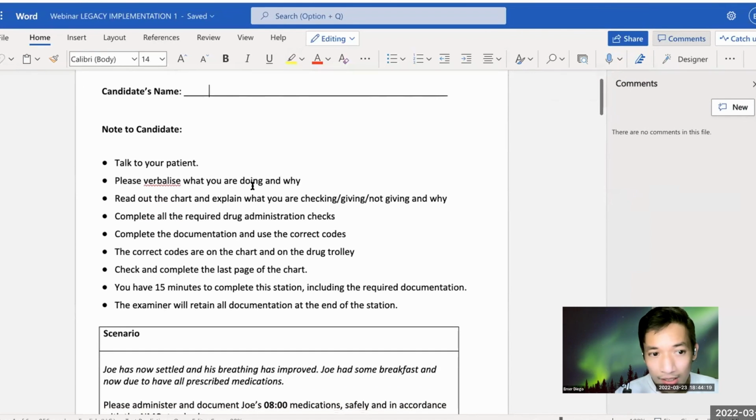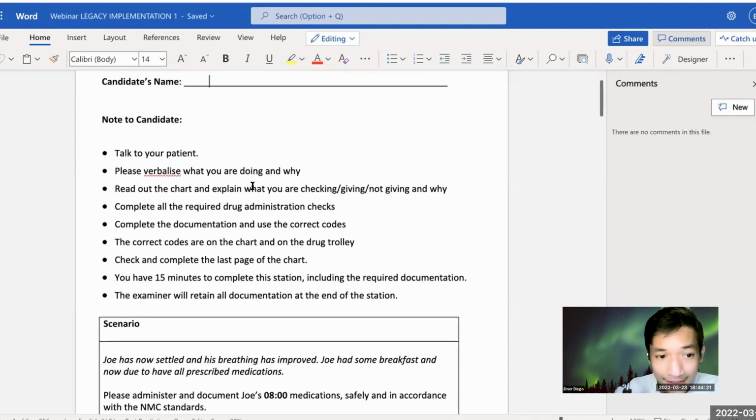Okay, so the note for the candidate, or the instruction. The assessor will read you the following notes. Number one is talk to your patient. Please verbalize what you're doing and why. Read out the chart and explain what you're checking, giving, not giving, and why. Complete all required drug administration checks. Complete the documentation and use the correct codes. The correct codes are on the chart and on the drug trolley.